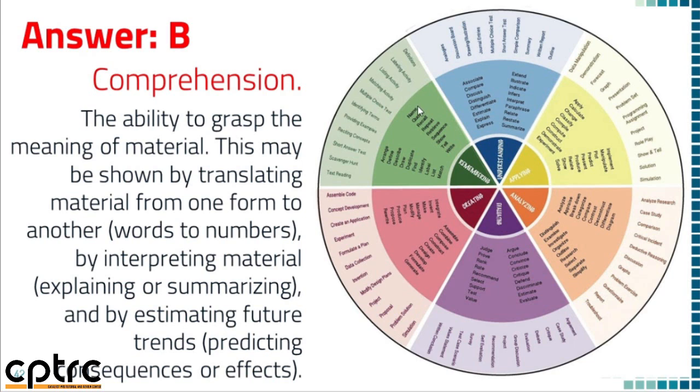Comprehension. In the comprehension level, this is the ability to grasp the meaning of the material. This may be shown by translating this material from one form to another, or let's say words to numbers. And then we have to interpret the material by explaining or summarizing, or by estimating future trends. Would it be predicting consequences or effects? So those keywords are related to the comprehension level.